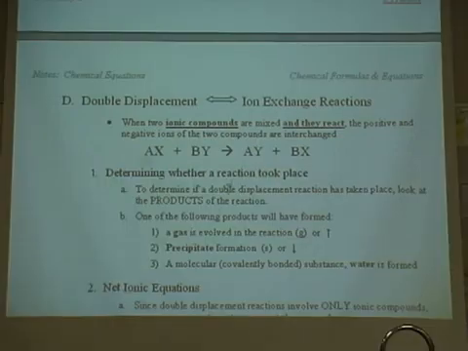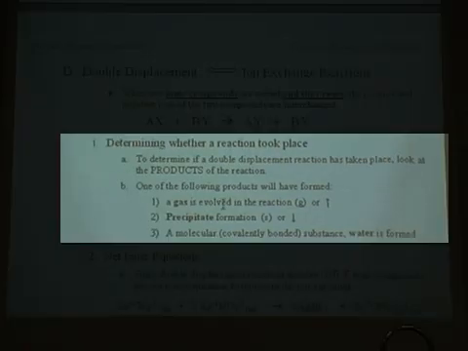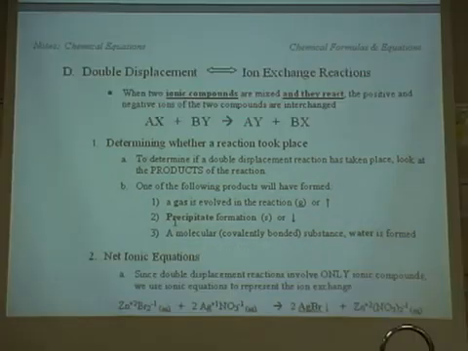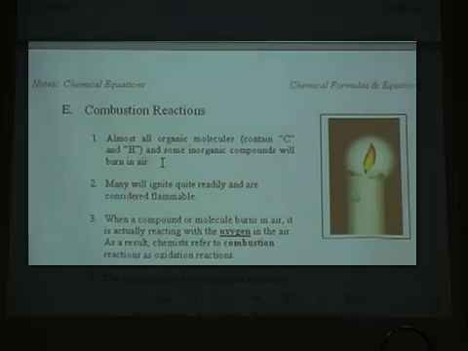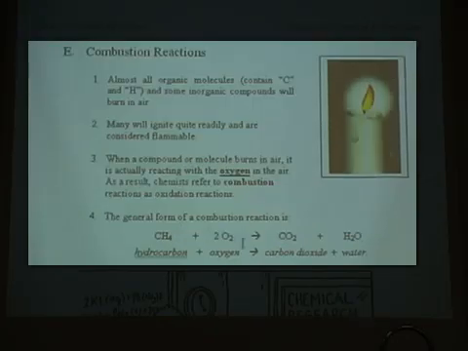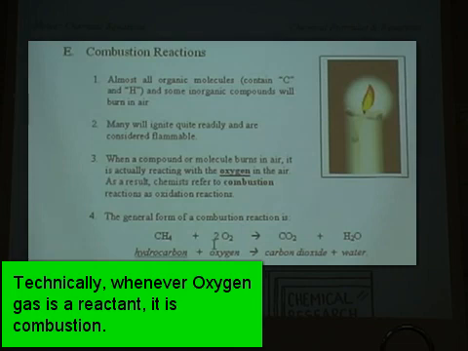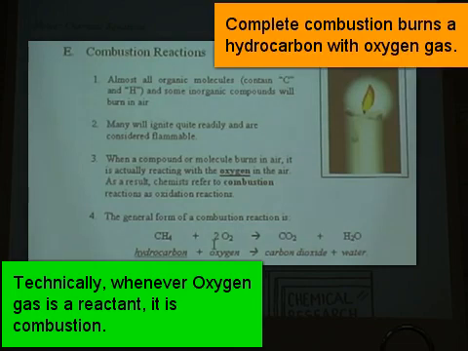Double displacement. How do you know it occurred? We look for a gas being released, bubbles. We look for a precipitate, which means a solid forms. And sometimes water forms. The last type of reaction, you have combustion reaction. You always have oxygen. When you're a kid, they told you when you have a fire drill, close the windows to decrease the oxygen. So you have a hydrocarbon plus oxygen, and look at the products. They're very, very common to us. Carbon dioxide and water.